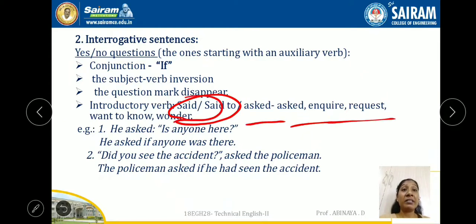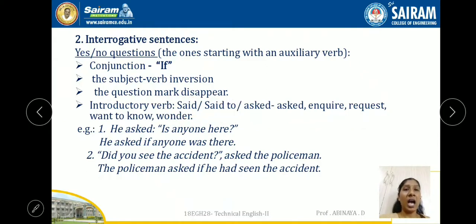And if it is in the present tense, you need not change the tense of the question, right? The tense of the question, most of the time, will come in past tense only while stating statements in introductory sentences. Let us see this example. He asked, "Is anyone here?"